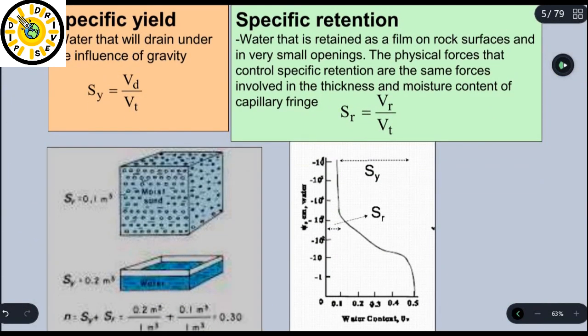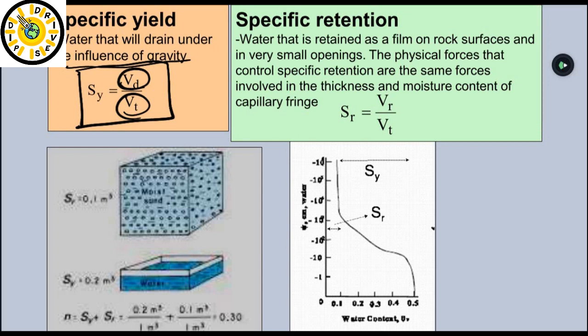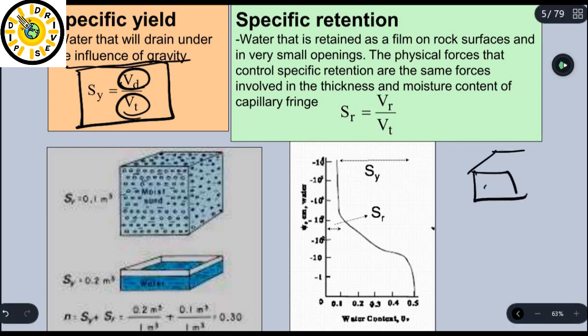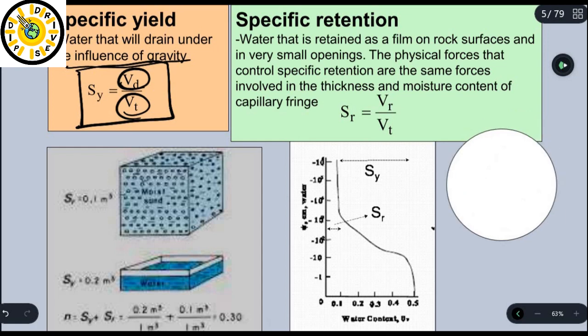Clear? So specific yield क्या है अभी बताया, the water that will drain under the influence of gravity is called the specific yield. ठीक है. So specific yield is volume drained upon the total volume. ठीक है. Suppose मान लो ना, specific yield को समझो कि actually क्या होता है. Suppose एक aquifer है, formation है, ठीक है. इसको सिंपल वर्ड पे बताता हूँ.